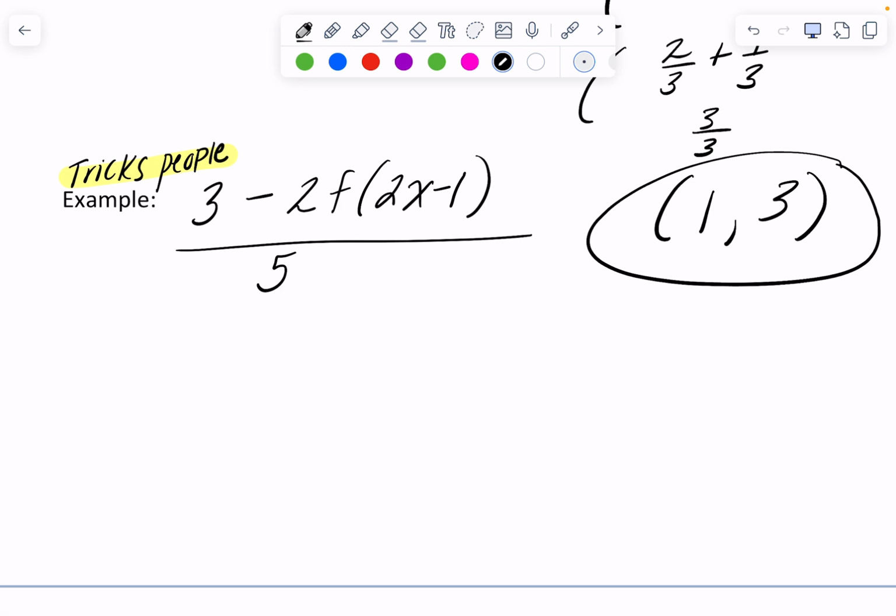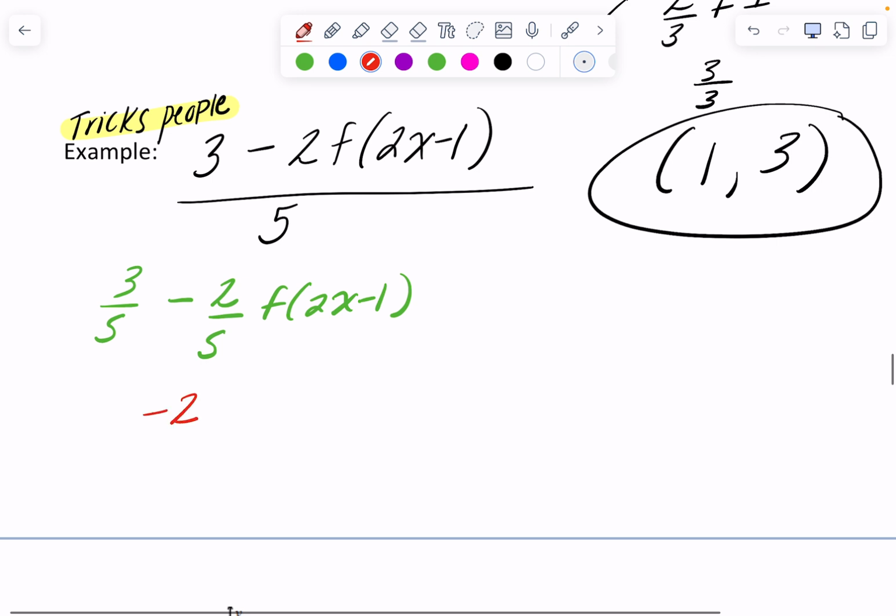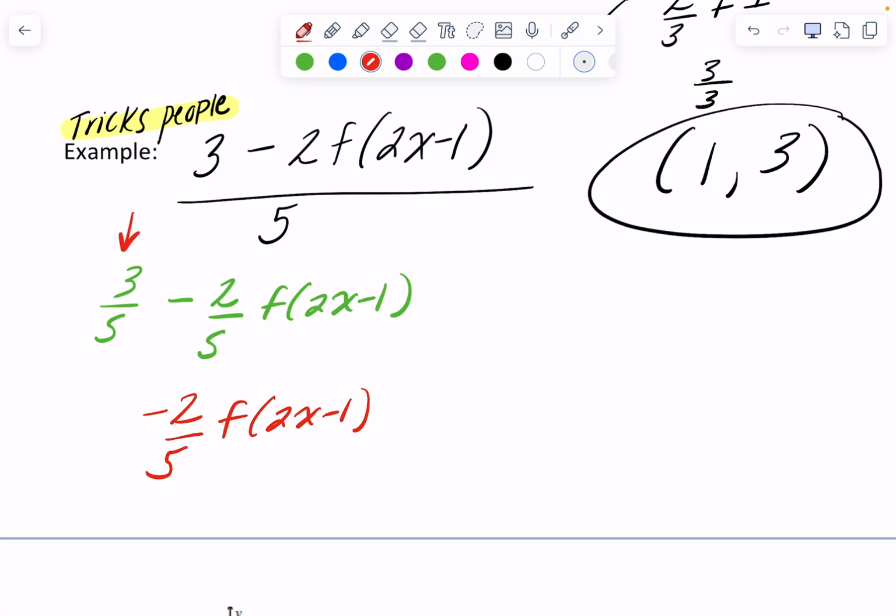So let me explain. Let's just call this 3/5 minus 2/5 f of 2x minus 1. We're used to seeing it written like that. Do you guys see what I'm saying? And then we're not used to even seeing it in this order. When something's added in the front, we're used to seeing it added in the back. So we would have negative 2/5 f of 2x minus 1. And then this was positive 3/5, so then plus 3/5.